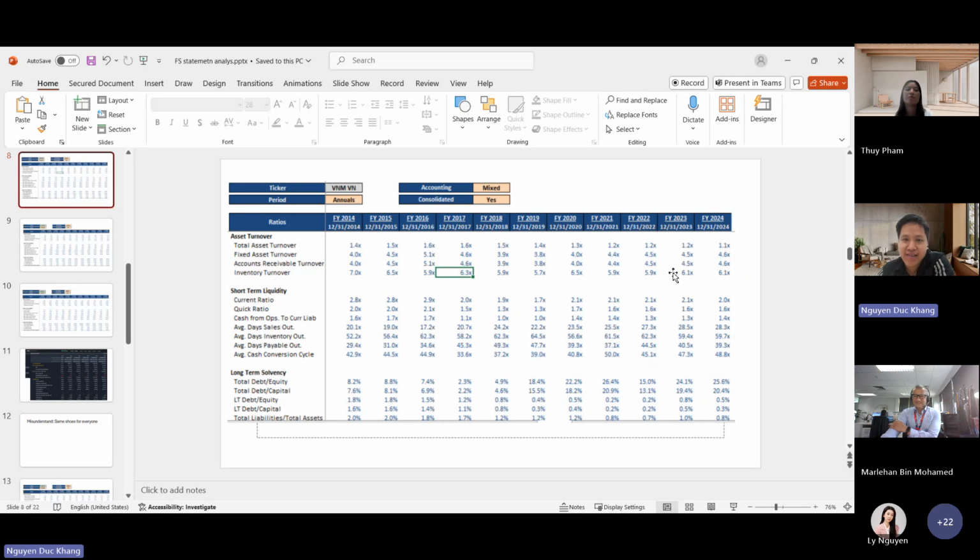And the second thing is that when we look at a company, we should know and dig into their business model. And each company in each industry will have some key ratios.